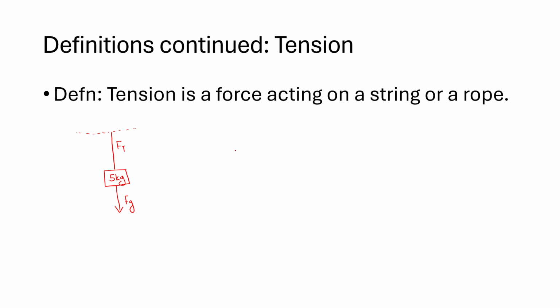You can clearly see that the force of tension is stopping the block from falling down, so it's the opposite force to gravity in this circumstance. Another example of a force of tension: if we have two blocks connected by a string, and that string is being pulled by an applied force, F applied, within the string we have a force of tension occurring. Basically, tension is a force acting on a string or a rope, and it's important that the string is inextensible. It cannot stretch in any way, shape or form.